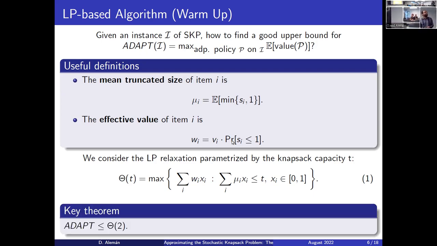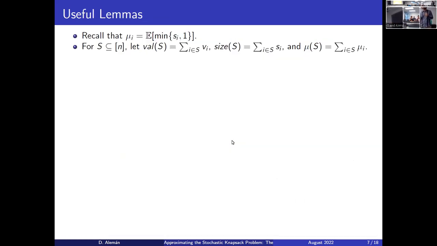And the key theorem that we are going to show first is that adapt of I, I'm just omitting the I, is at most theta of 2. So before showing that, we will need some useful lemmas. So I'm putting this here, so just so that you remember the notation.